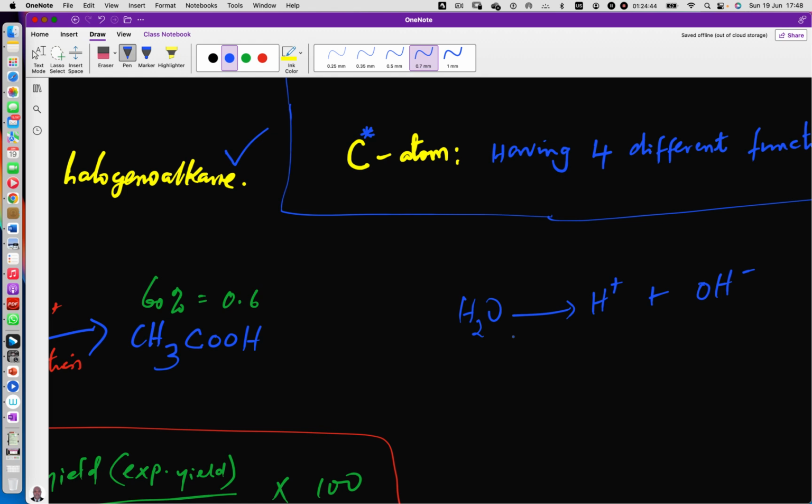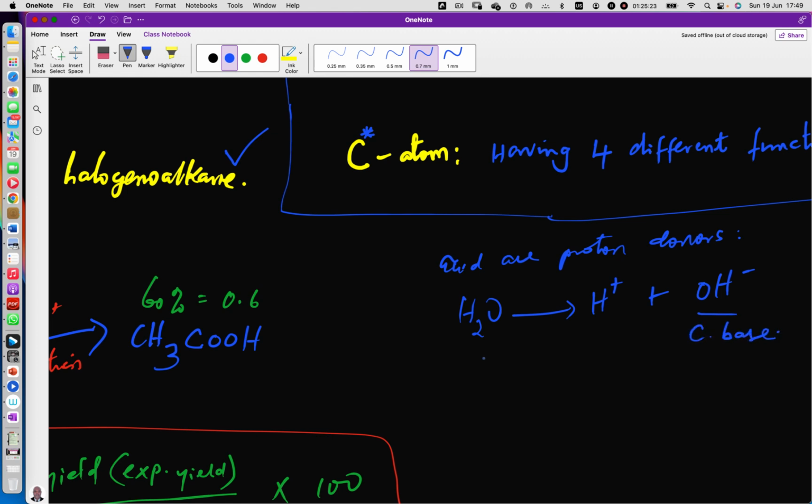If water loses or donates its proton, because acids are proton donors, the conjugate base is that substance that is left after the acid has donated its proton. Since water acts as an acid, immediately it gives away its proton, what is left is the conjugate base.